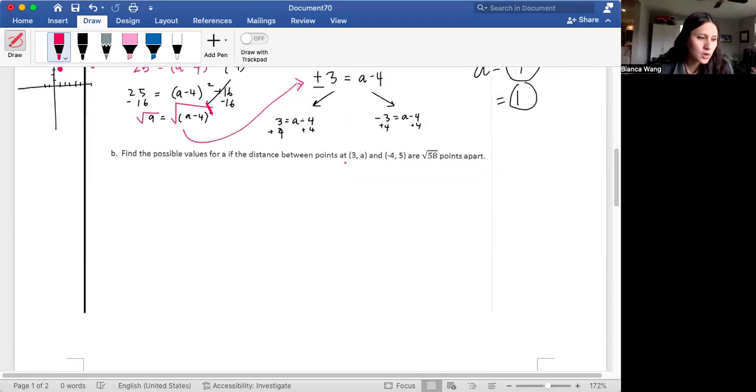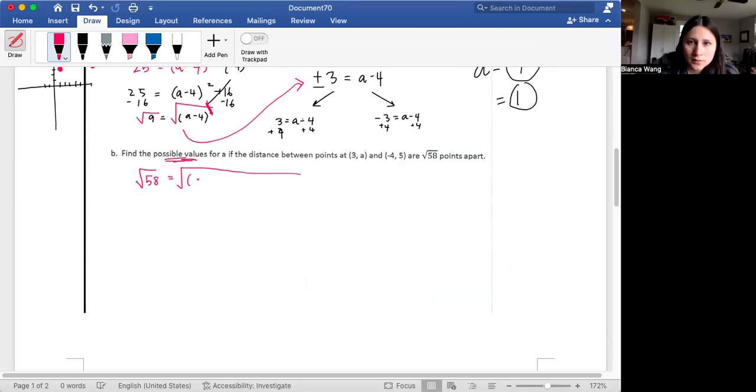All right, let's do this again. So it says find the possible values. So possible values, potentially more than one, right? Between 3a and negative 4, 5. The distance is square root of 58 points apart. So 58 square rooted is the distance.